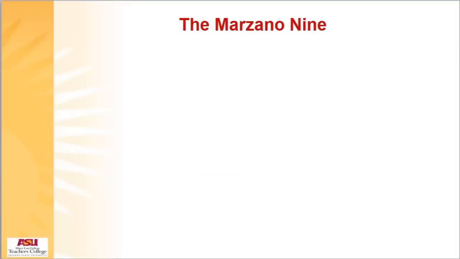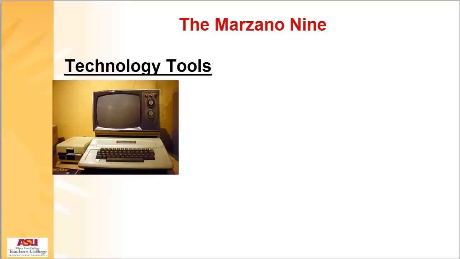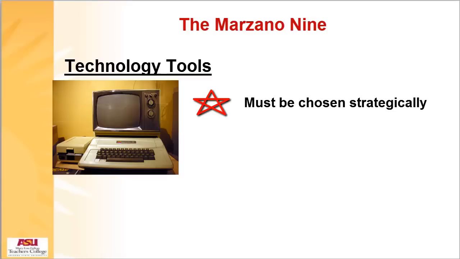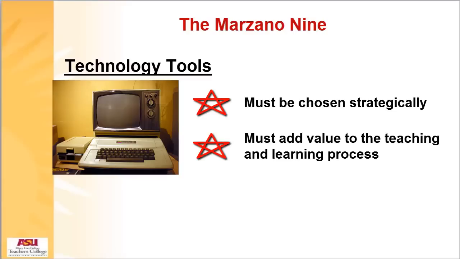This concludes our introductory module on the Marzano Nine. In the upcoming modules, we will examine each strategy one at a time and also talk about useful technology tools that are available for teachers to use when they implement these strategies. Just like the 9 strategies themselves, technology resources must be chosen strategically and should only be used when they add value to the teaching and learning process.